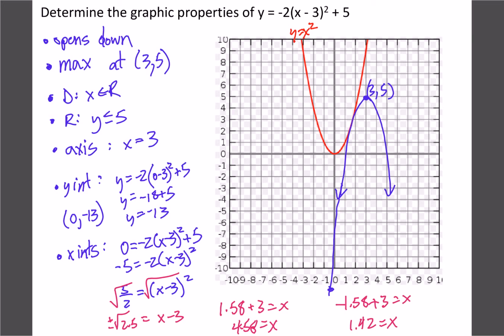So you can see on our graph we should have 1.42, so I'm a little bit off on that one when I guessed. The other one's 4.58, so that one's a little bit off too, but you get the idea. So you can see this graph, those are our x-intercepts, and we know our y-intercept was -13, so it should look something a little bit more like that.